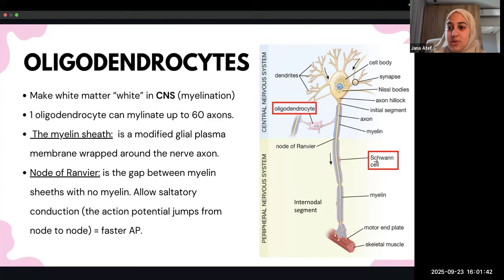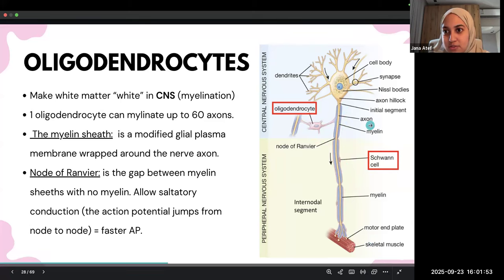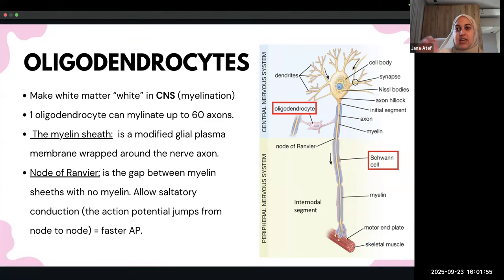So what does it do? It jumps. It jumps from the nodes of Ranvier, from one node to another node to another node. So instead of taking the long way, it just jumps. It skips a couple of meters, or a couple of steps, okay? This is why it moves faster. So it's called saltatory conduction, which basically means the action potential jumps from node to node, which causes a faster conduction of the action potential, okay? Easy.